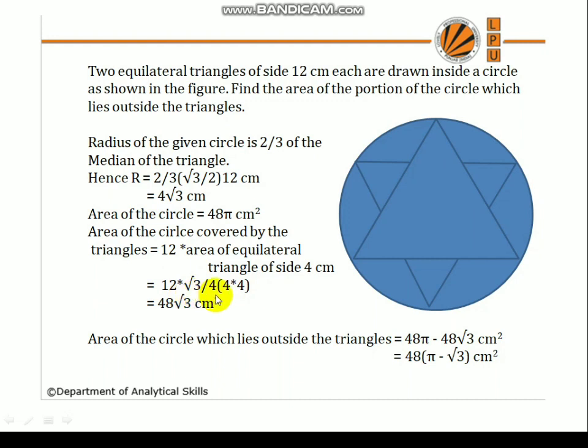So one 4 gets cancelled. Another 4 gets multiplied with 12. 48 root 3 centimeter square. This 48 root 3 centimeter square is nothing but the area enclosed by the two triangles. Therefore, the area of the circle which lies outside the triangle is equal to 48 pi minus 48 root 3. So take 48 common, we get pi minus root 3. So finally we can deduce the answer as 48 into pi minus root 3 centimeter square is the required area.